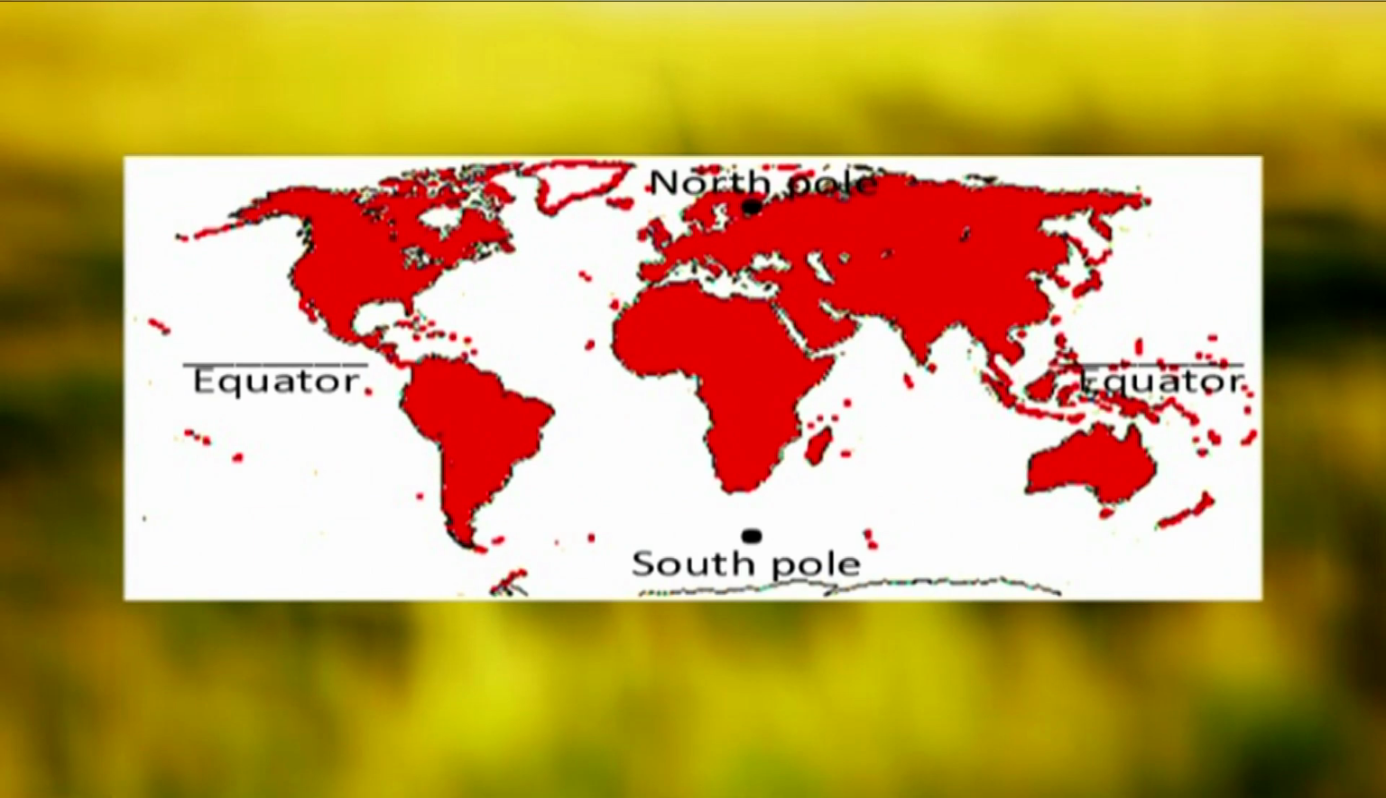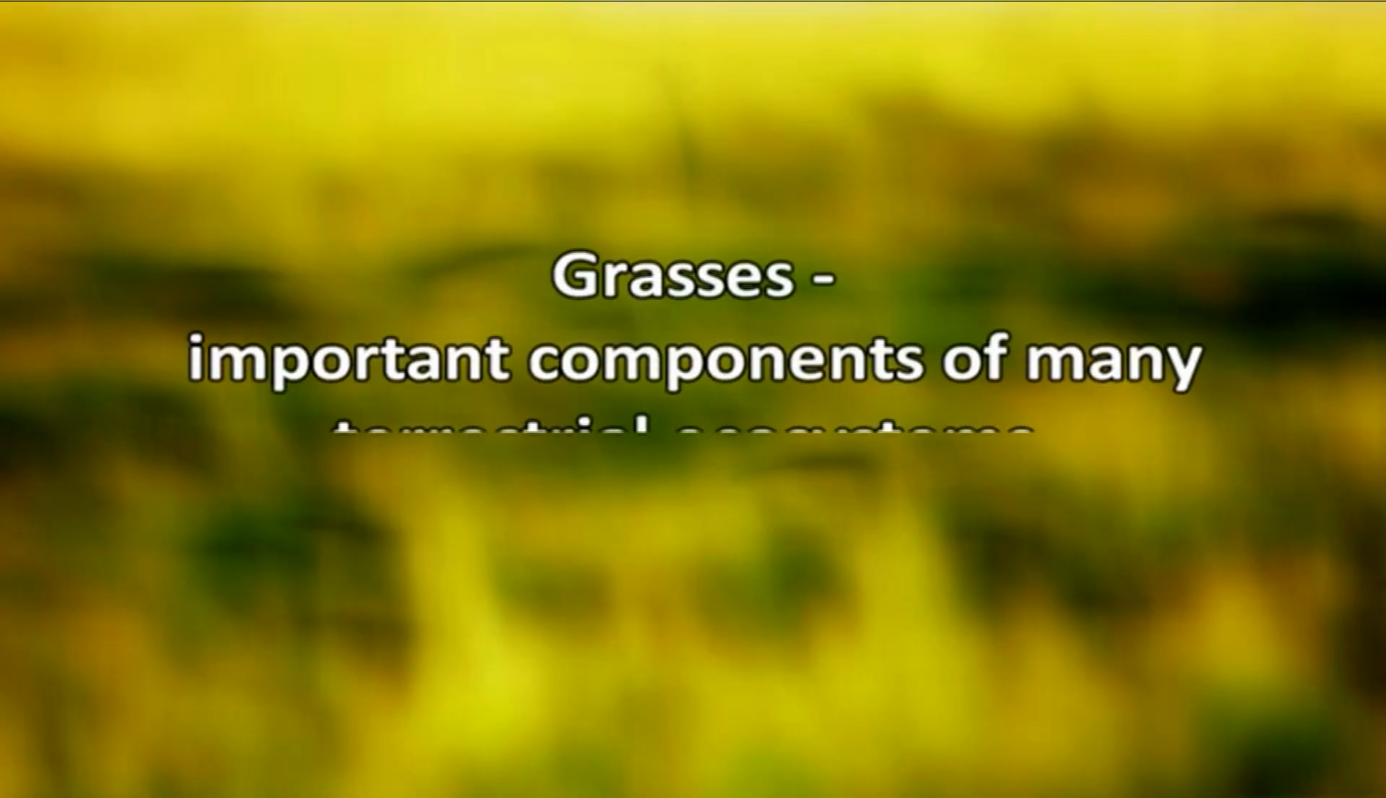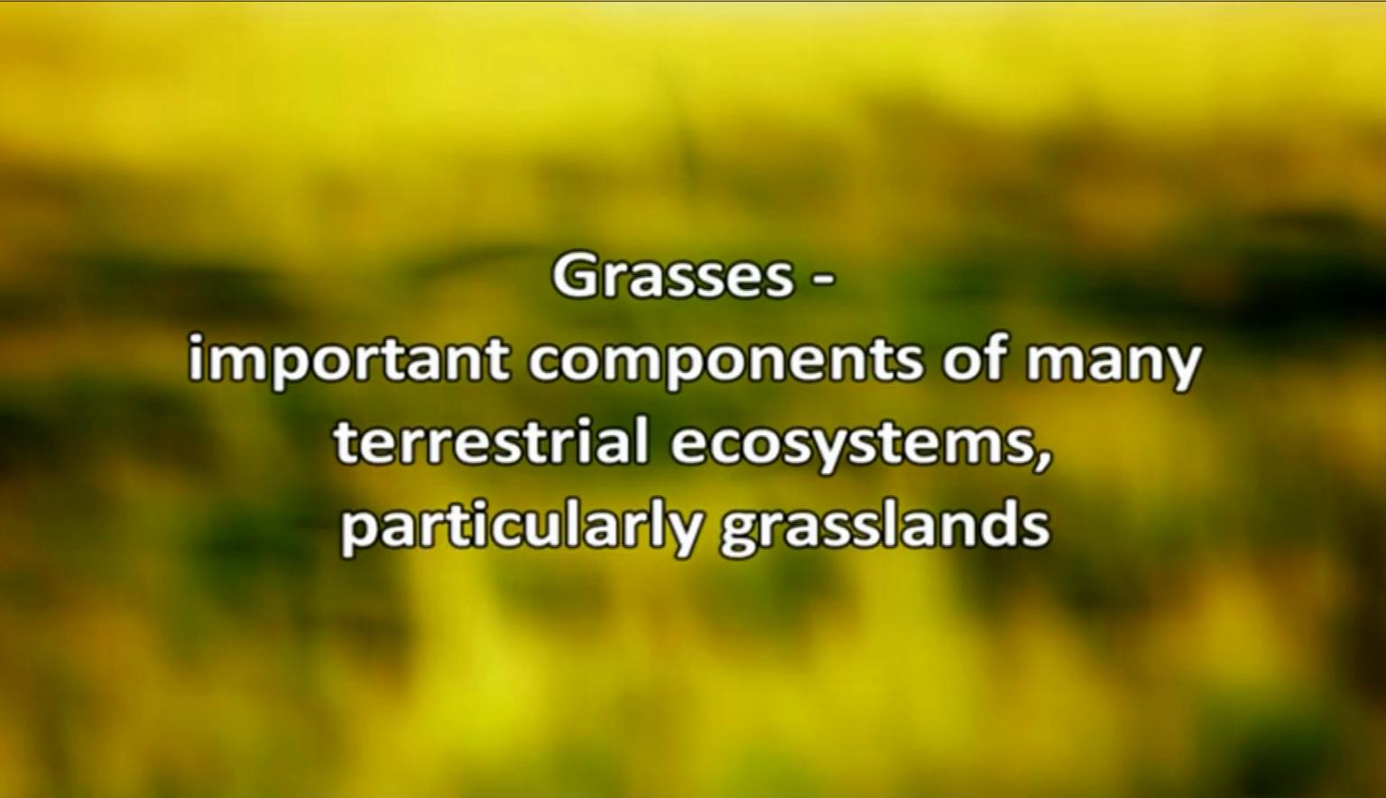Members of this family show a cosmopolitan distribution. If we go from the poles to the equator, we see grass growing everywhere. If we go from sea level to the mountain peaks, everywhere we see grasses, not only in all types of altitudes and latitudes, but also in all types of climates and habitats. Grasses are everywhere. Grasses are important components of many terrestrial ecosystems, particularly grasslands.